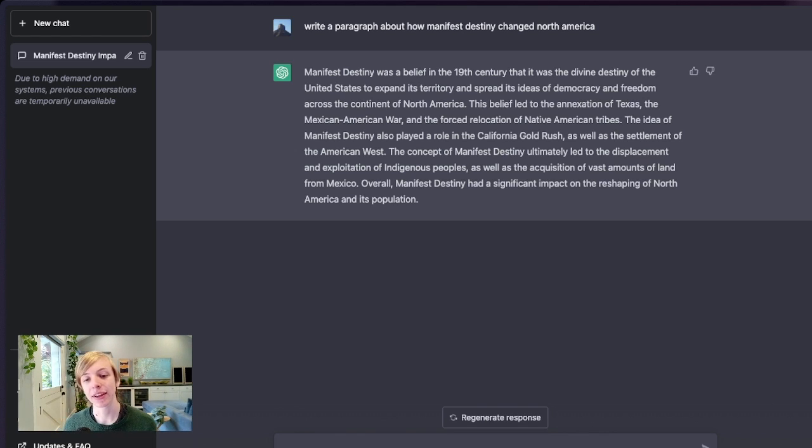Also, a lot of the time, the writing is kind of mediocre. If we read through this paragraph on Manifest Destiny that ChatGPT wrote, it's fine. It's not horrible, but it is in no way a phenomenal piece of writing.